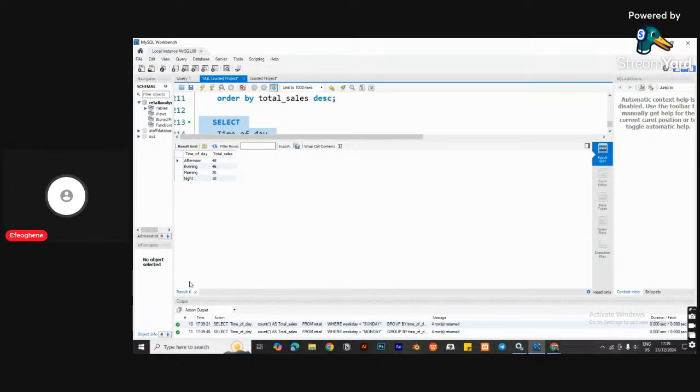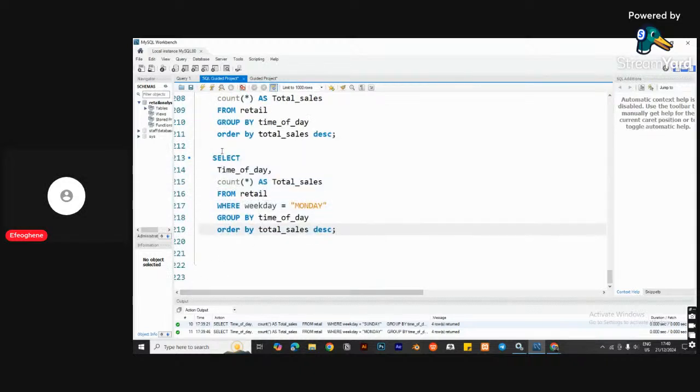And the other way you can appreciate it better is when you visualize your data. So you can carry out your analysis here, and when you visualize it, probably on a line chart, you can see how sales relate with the time of day or the weekday. So you can do this for different days. Okay, so this is for that question.